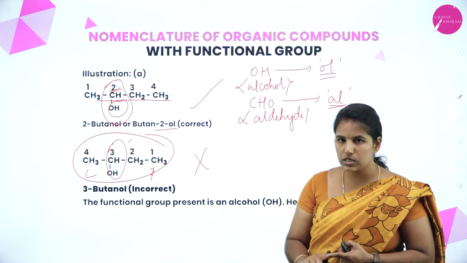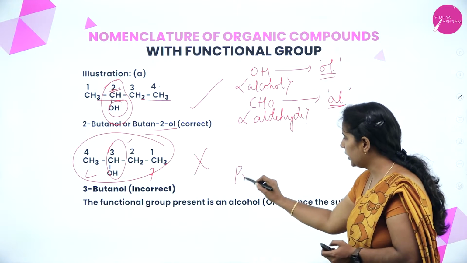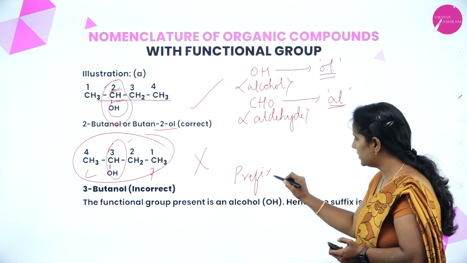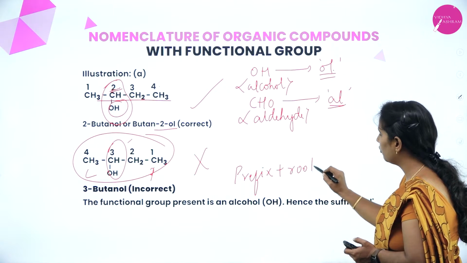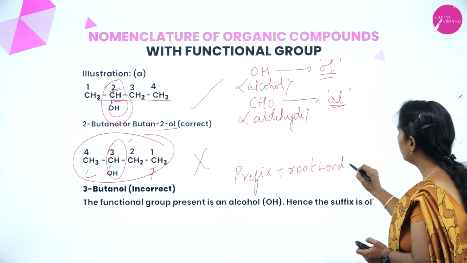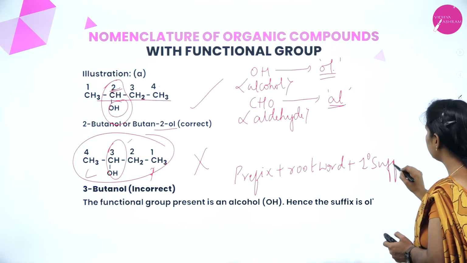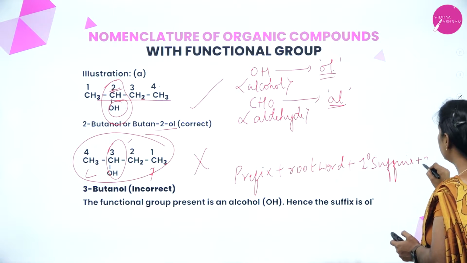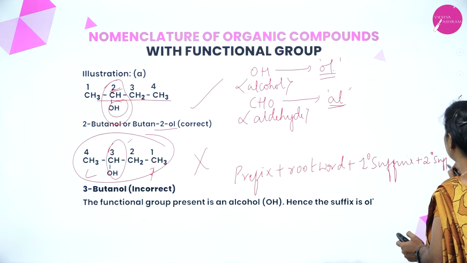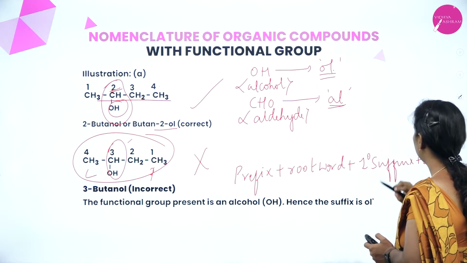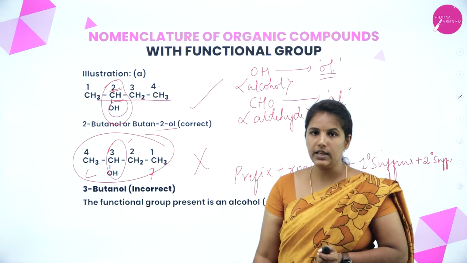Okay. So what is the rule that we have to follow? First, we need to see the prefixes, if they are there. Then we have to add the root word. Then we have to see the primary suffix. Then we have to add the secondary suffix.